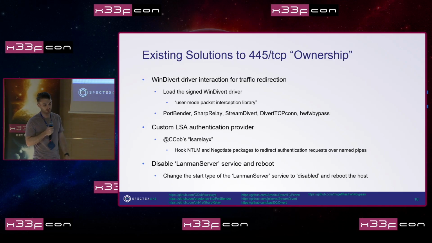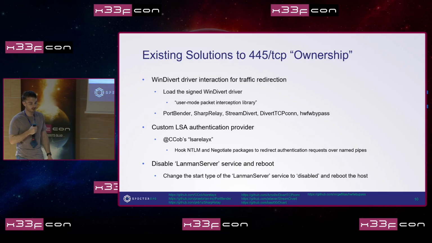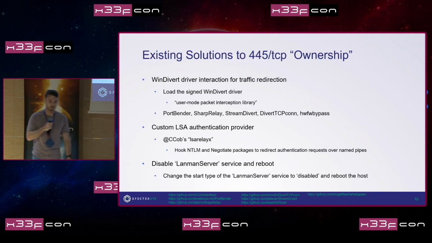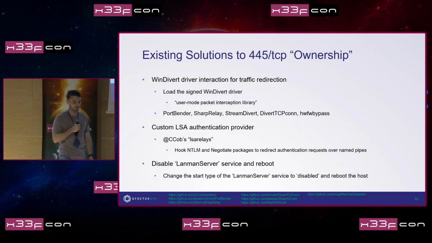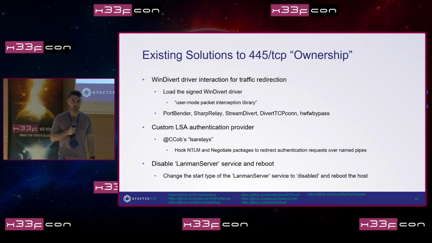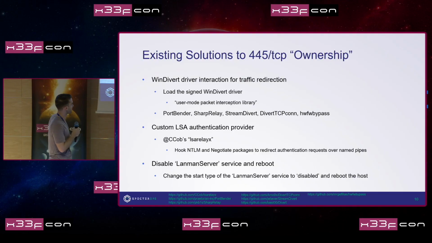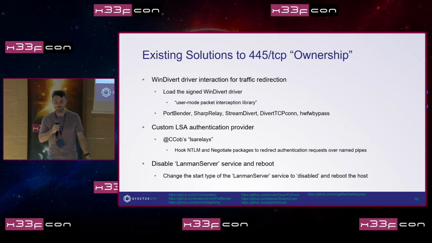There's also CCob, or Ethical Chaos's LSA authentication provider, the LsaRelayX project, which is a really interesting approach that hooks the NTLM and Negotiate authentication packages and redirects those authentication requests, in his case using named pipes. And then lastly, like I already mentioned briefly, you also have the option to just reconfigure the LanmanServer service to a disabled start type, and then when you reboot the box, 445 will no longer be bound. You can do your reverse port forwarding, and everything will work.